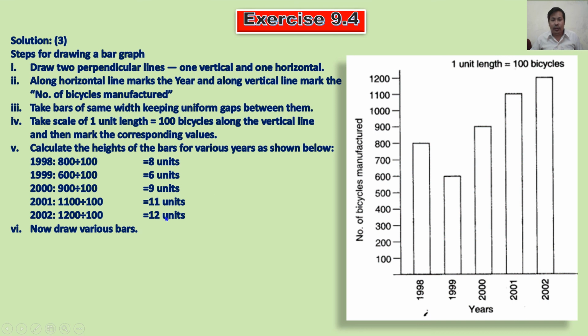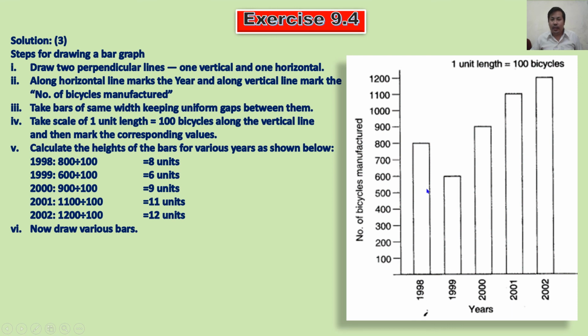The highest number of units is 12. So we make this vertical axis, which represents the number of bicycles, into 12 units, isn't it? Each unit represents 100 bicycles: 100, 200, 300, 400, 500, 600, 700, 800, and so on up to 1200. Yes, 1200 was the maximum number of bicycles produced in a year, and according to that we divided the vertical line into 12 units.